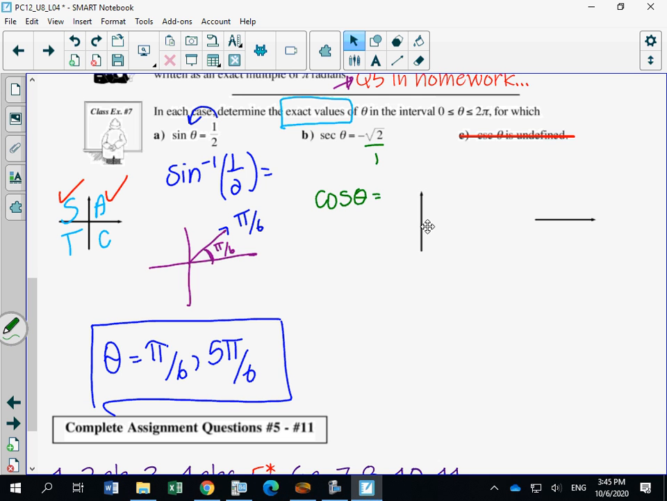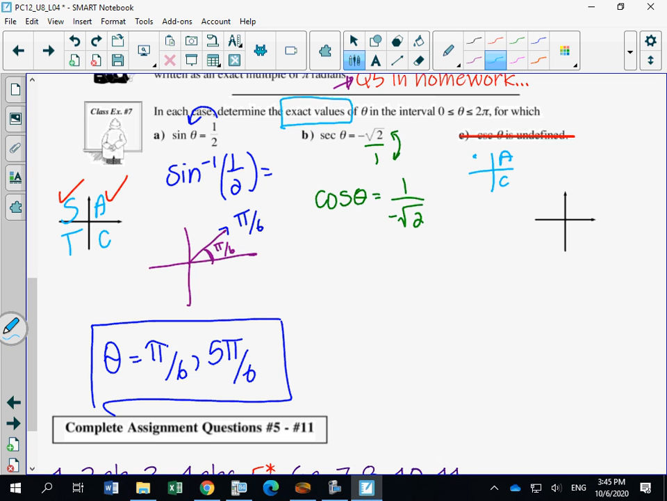I'm just going to move this over here. So the cos of theta is the reciprocal of this, which would be 1 over negative root 2. From there, let's figure out, according to our CAST rule, where cos is negative. According to CAST, cos is negative in quadrant 2 and in quadrant 3. So I've got two answers because they're both within the domain greater than 0 and less than 2 pi.